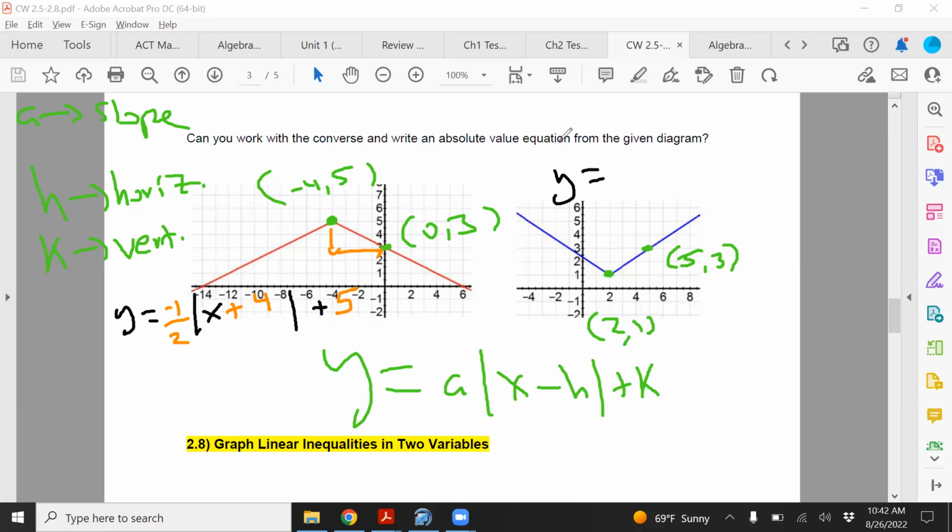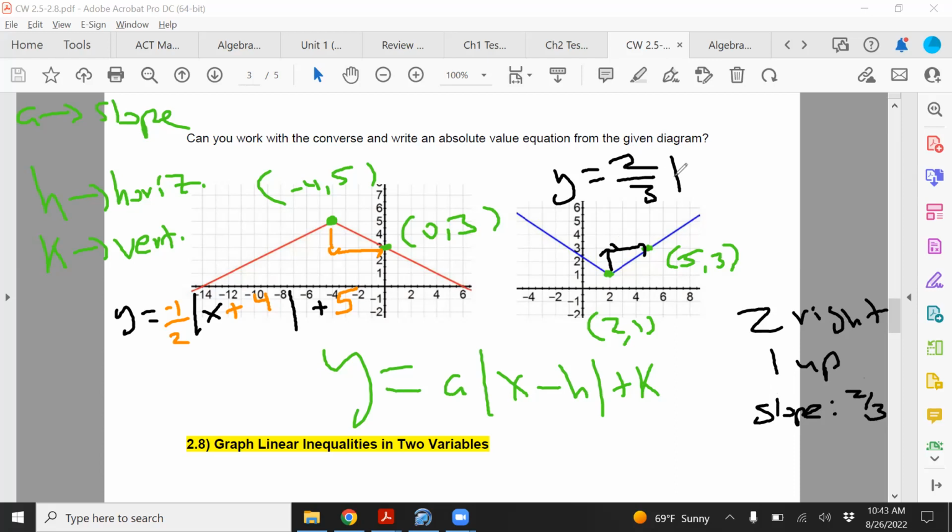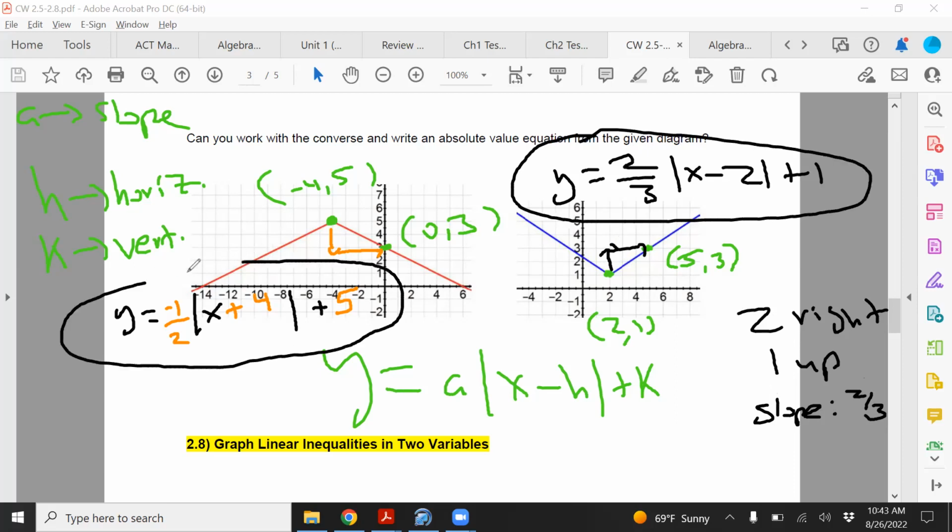All right, let's try this one over here. We went 2 left. So, no, 2 right. 1 up. And slope of 2/3, I think. Patrick, go ahead. Tell us what you got. I got y equals 2/3 absolute value of x minus 2, plus 1. Dude, you nailed it. Good work. Excellent. This is a positive 2 to make it a negative. Exactly.